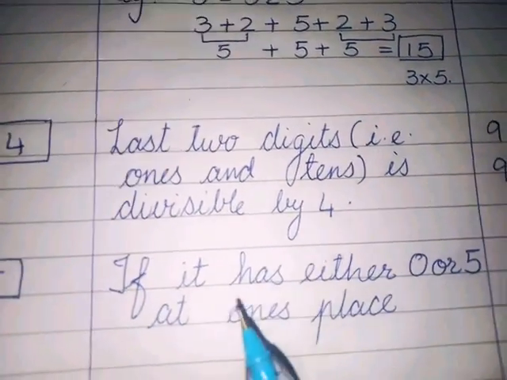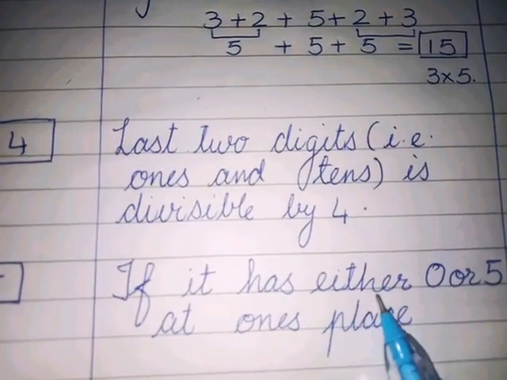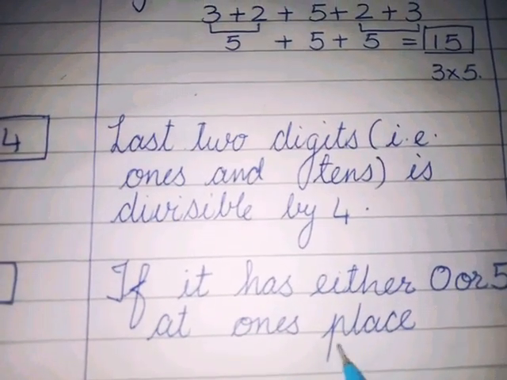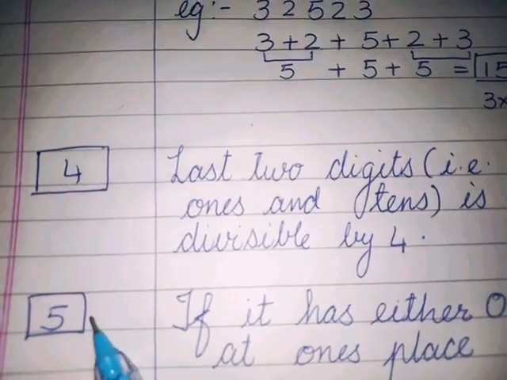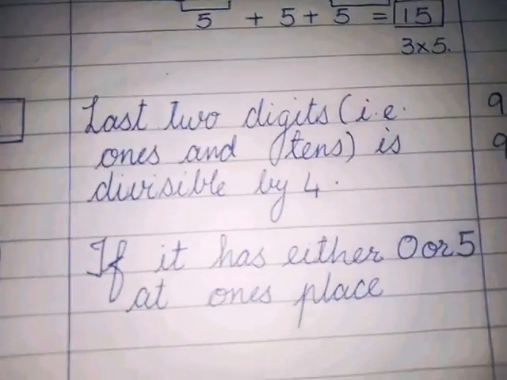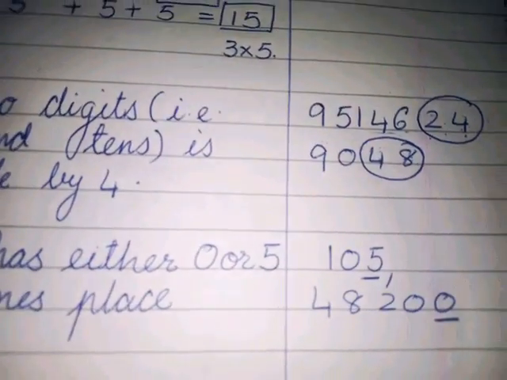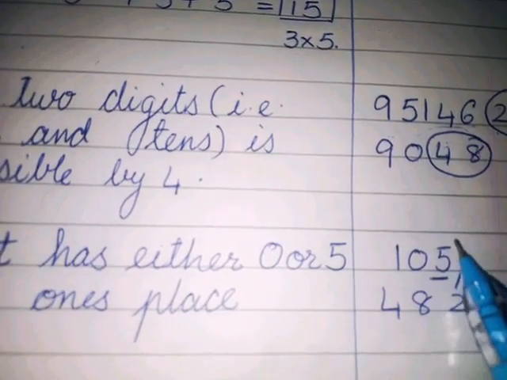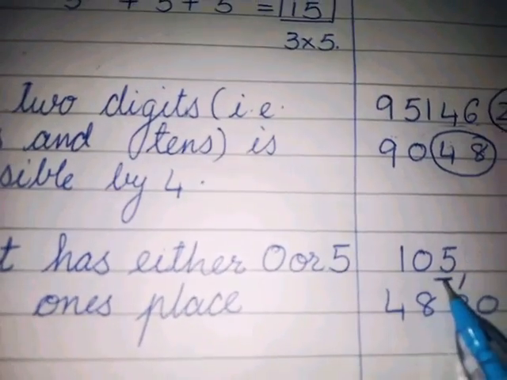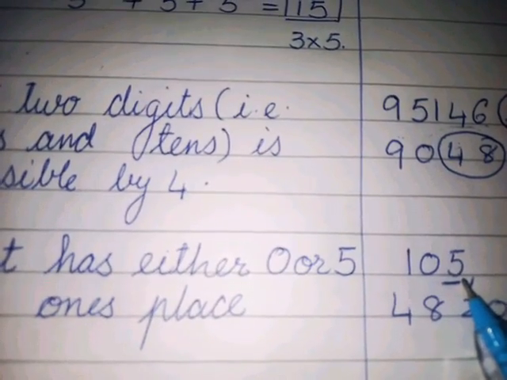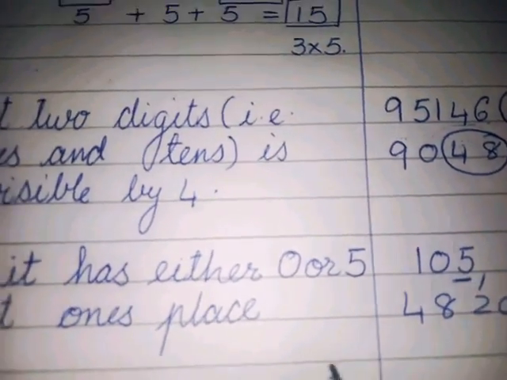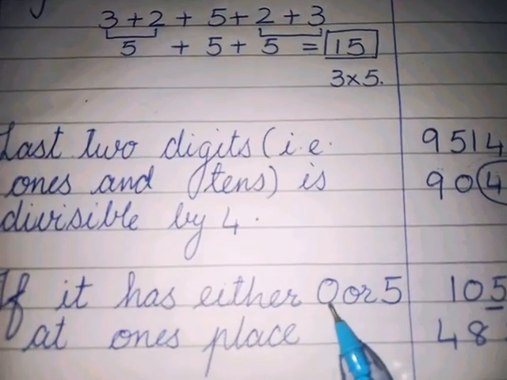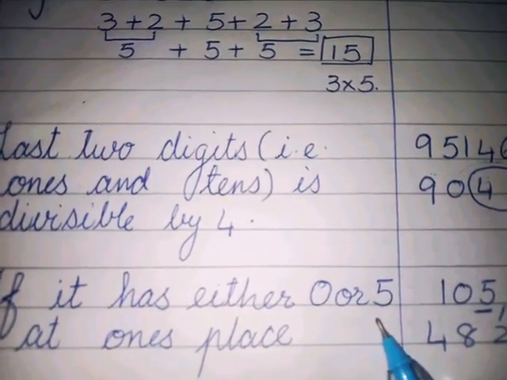Now we can take the example of 5. If it is either 0 or 5 at the ones place, then we can say it is divisible by 5. Let's see the example. Your number is 105. The last digit is 5. So seeing this, we can say that this number will be divisible by 5. So at the ones place, the digit should be either 0 or 5.